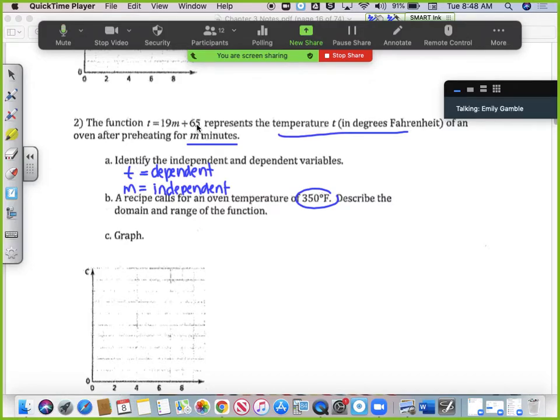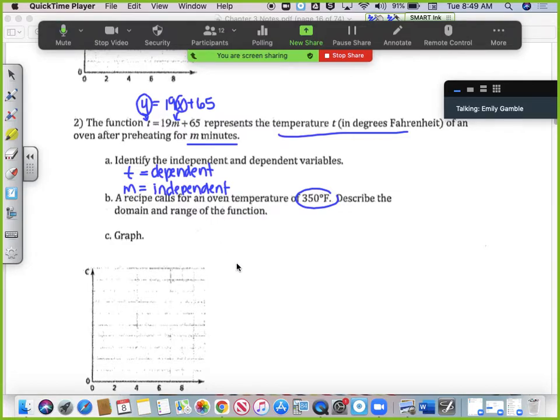If you're looking at this equation, T equals 19M plus 65, usually we would use Y and X. And when you have X and Y, it's usually Y equals. In this case, they use T equals. And that's usually the way it will be set up, where your dependent variable is equal to your independent variable with whatever is going on in the problem.